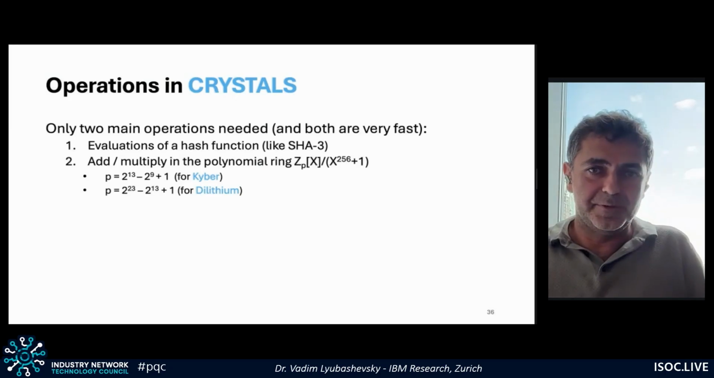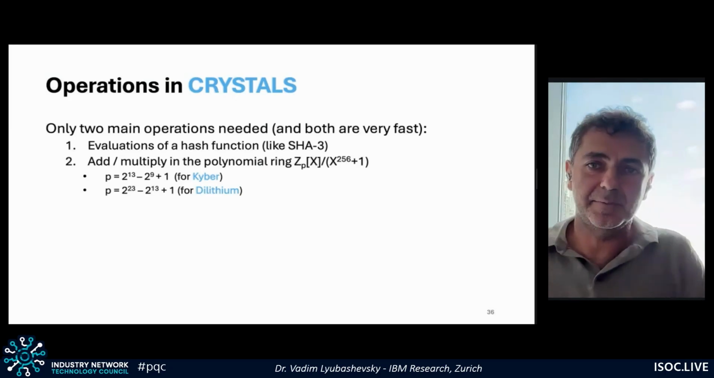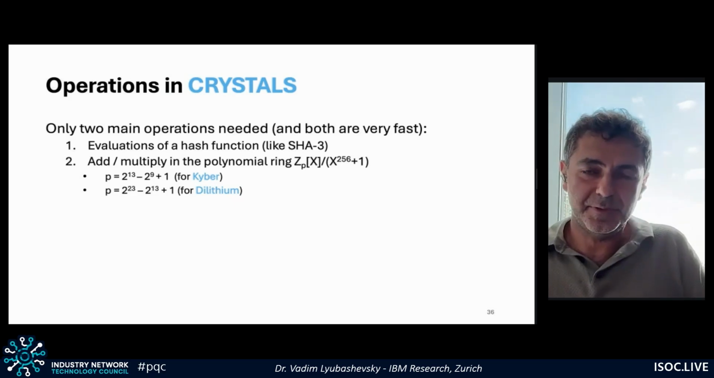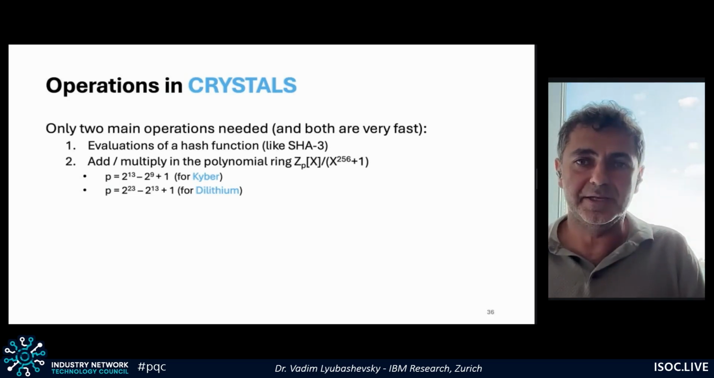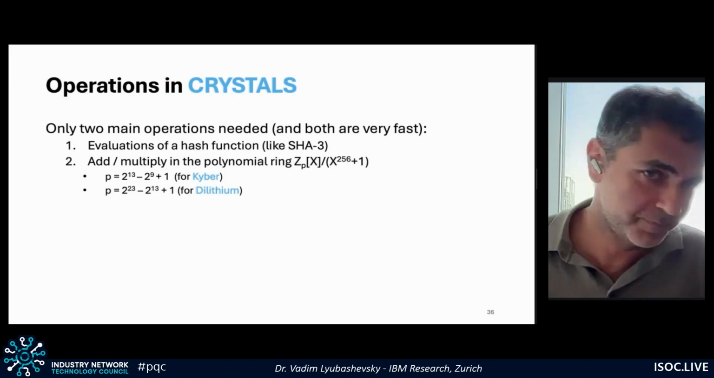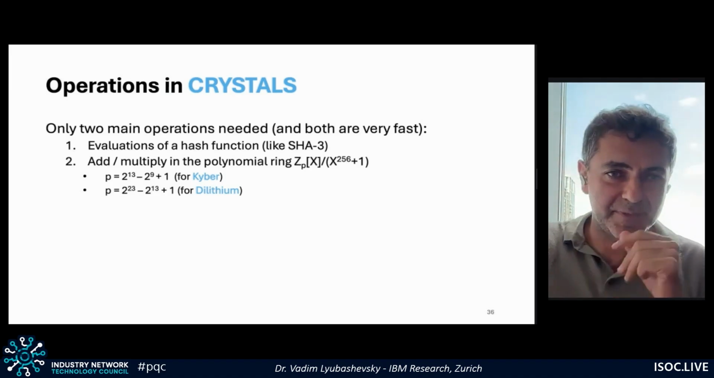It's just, whenever you see x to the 256 plus 1, you make that equal to 0. So you multiply polynomials, and every time the degree grows to x to the 256, you write that as minus, that becomes -1. Anyway, that doesn't matter.